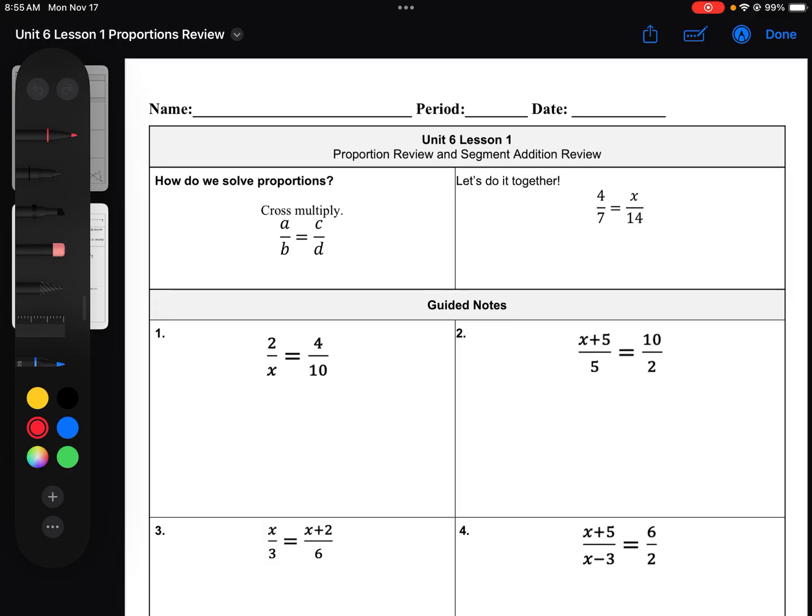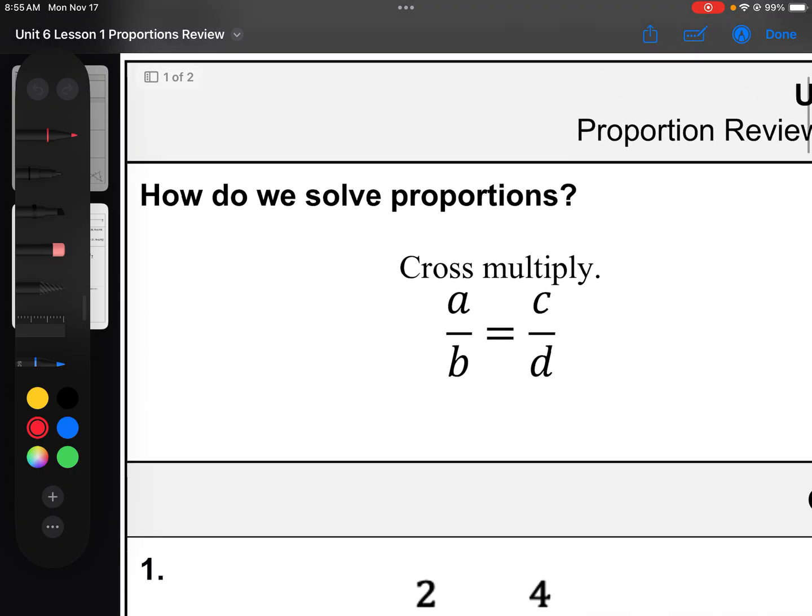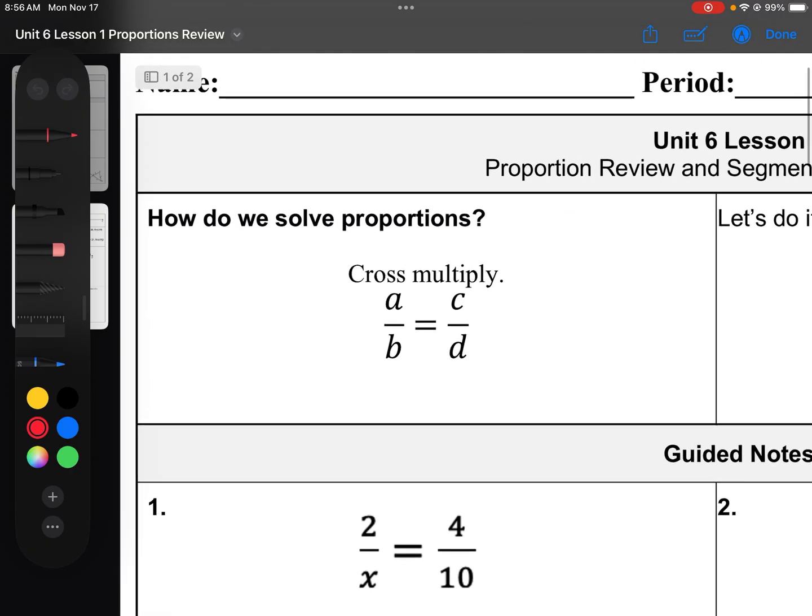This is a review on solving proportions and adding segments. So if you remember, to solve proportions, we have to do a method called cross multiplication. Some of you may know this as the butterfly method because it makes your problem look like a butterfly.